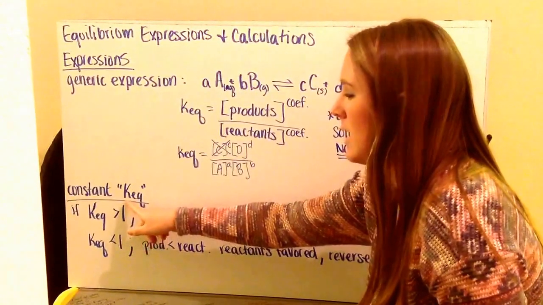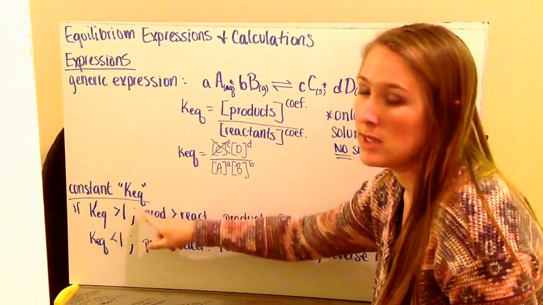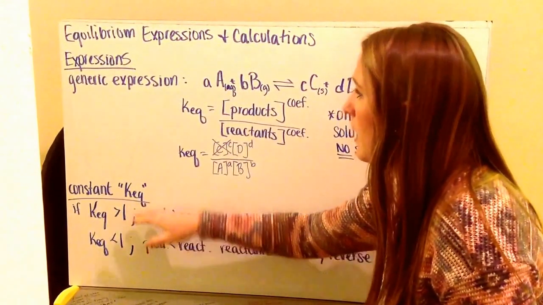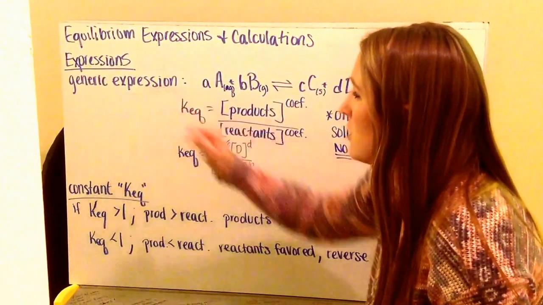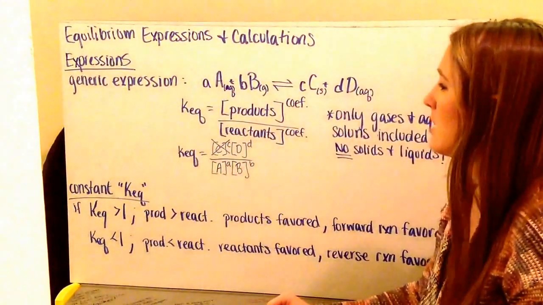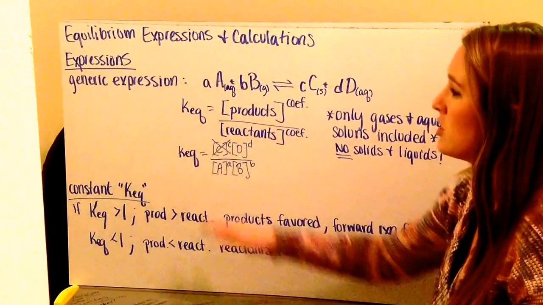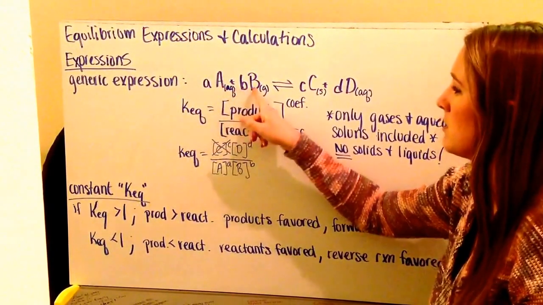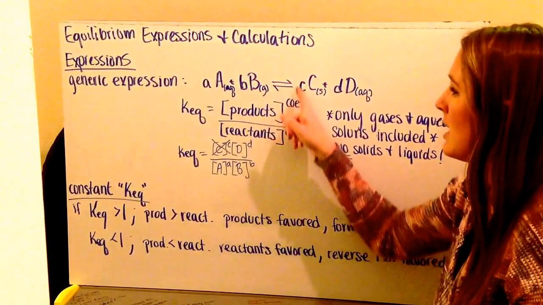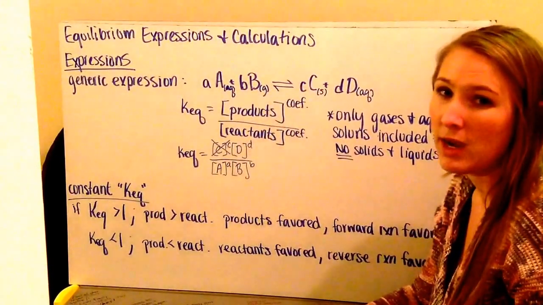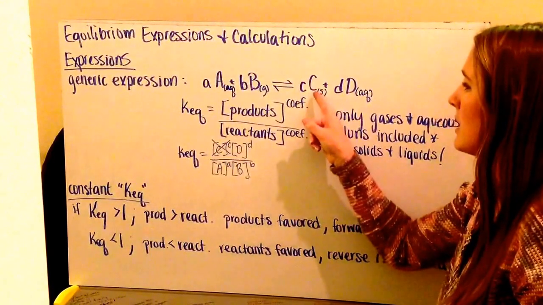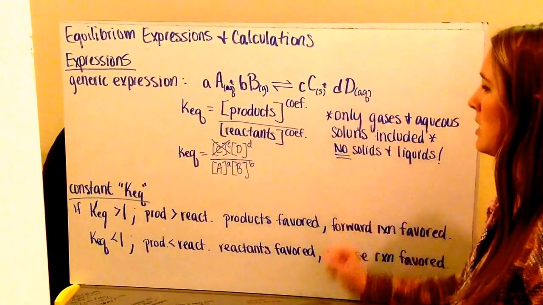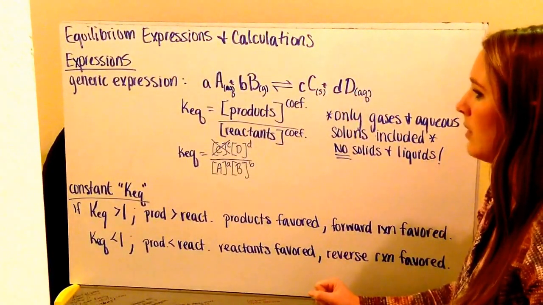KEQ is written as a capital K, lowercase eq. To determine the expression for it, we use a chemical equation. Here, I just have a generic one, where I have A, which is aqueous, plus B, which is a gaseous state, in equilibrium, told by our double arrow here, to make C a solid and D an aqueous solution.